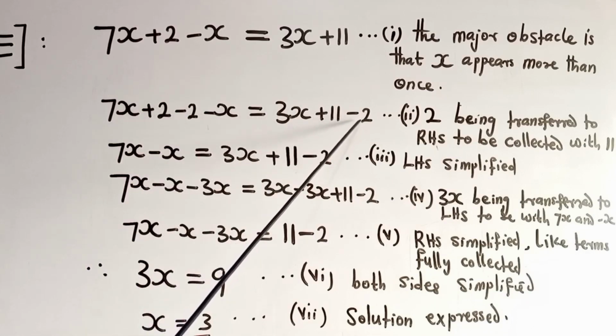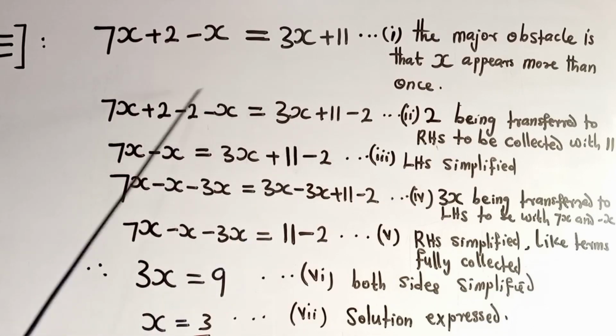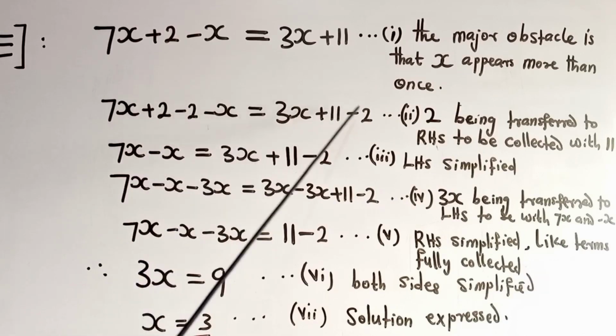See this minus 2 here. I have introduced minus 2 here, and to maintain this equality, the same thing was done on this side. I hope you are following what is happening here. So correspondingly, we say that this 2 is being transferred to the right-hand side to be collected with 11. 2 is being transferred from the left-hand side to the right-hand side to stay with 11.